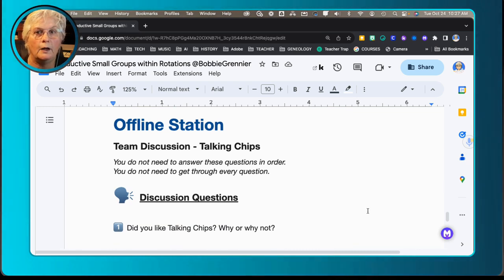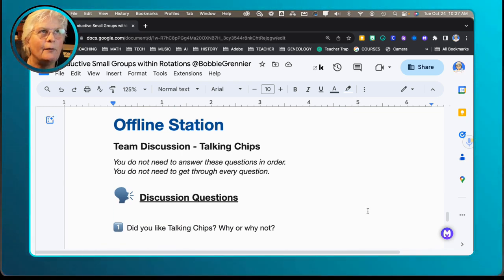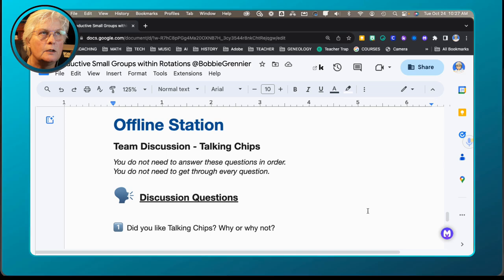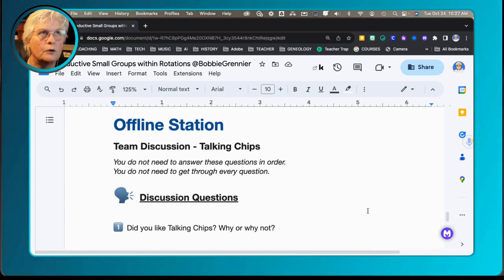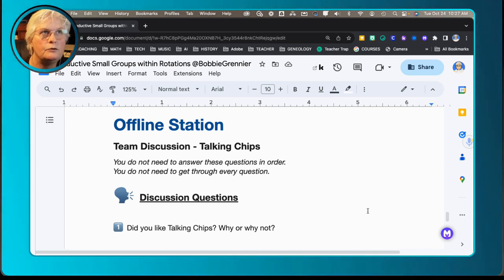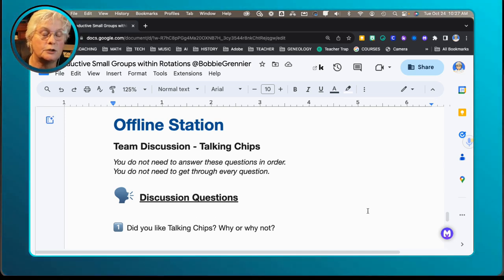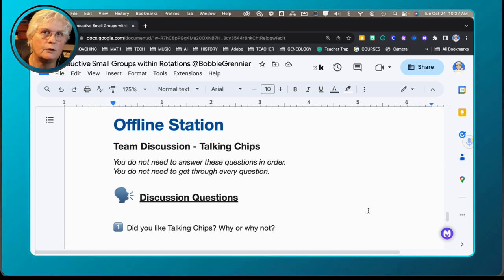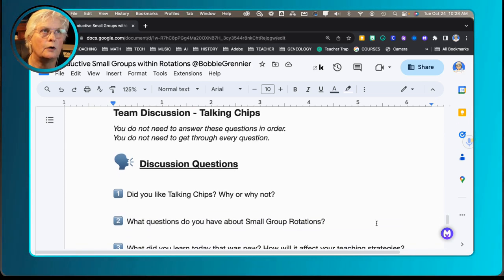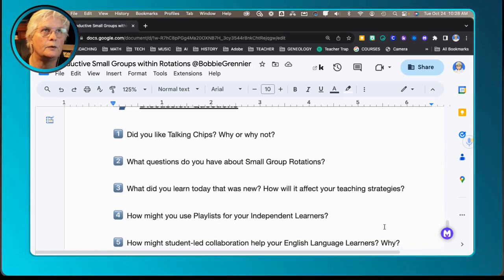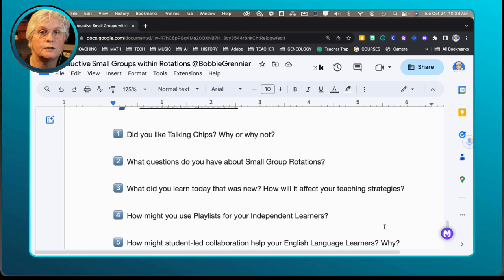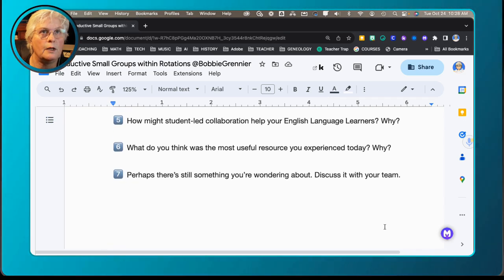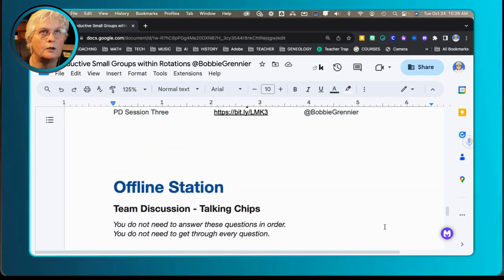This is an example. I wanted to make sure I got this in. This is an example of the offline station. Remember when I was talking to you about talking chips? So this was the team discussion for talking chips. So you don't need to answer the questions in order, and you do not need to get to every question. So it's just a conversation going on amongst the students within their group using the talking chips. So I just created some questions, but this is what it would look like. You would have questions that were related to whatever the topic was that you were teaching. But just a bunch of questions there. You will have this as part of this document.